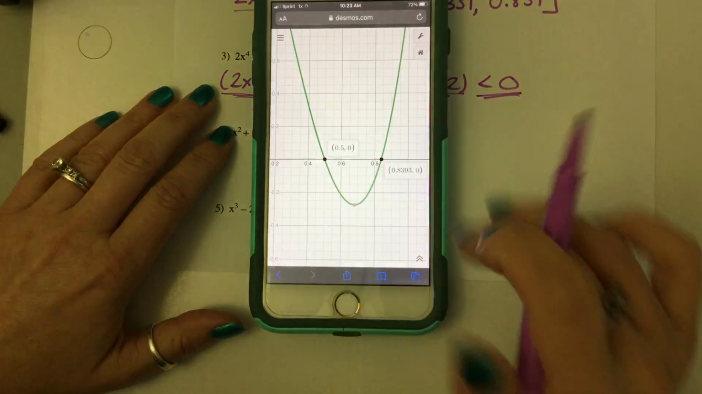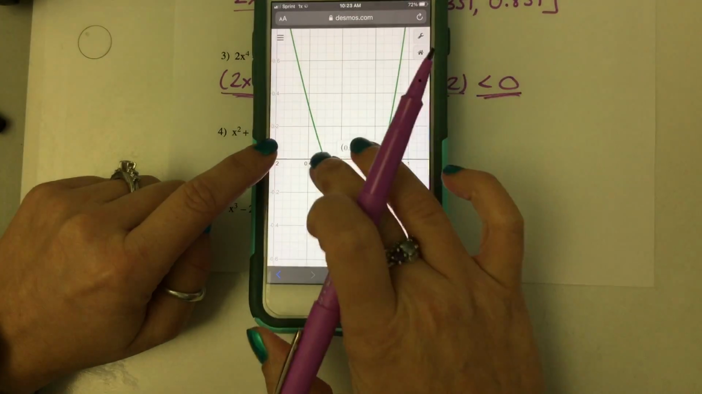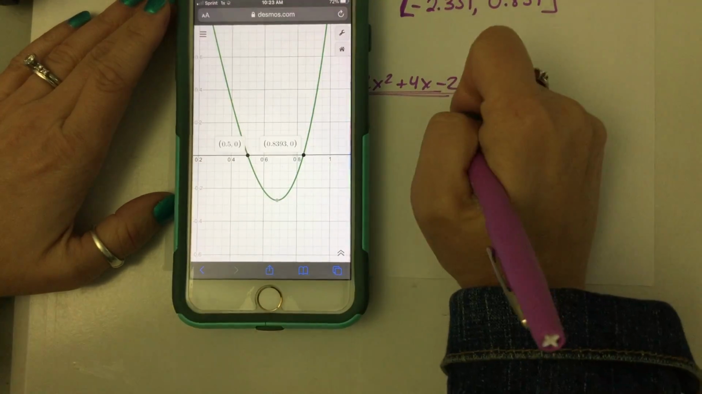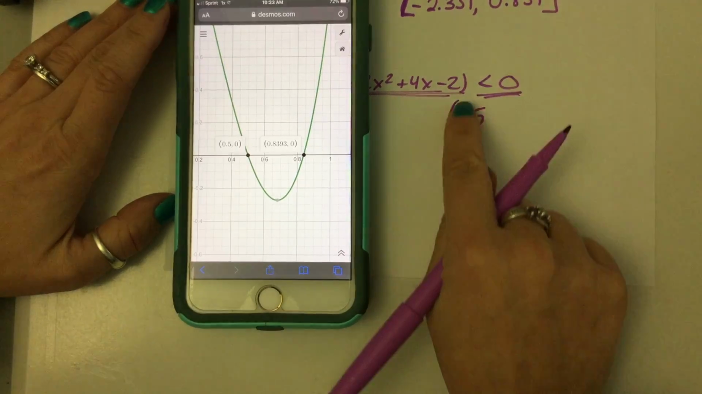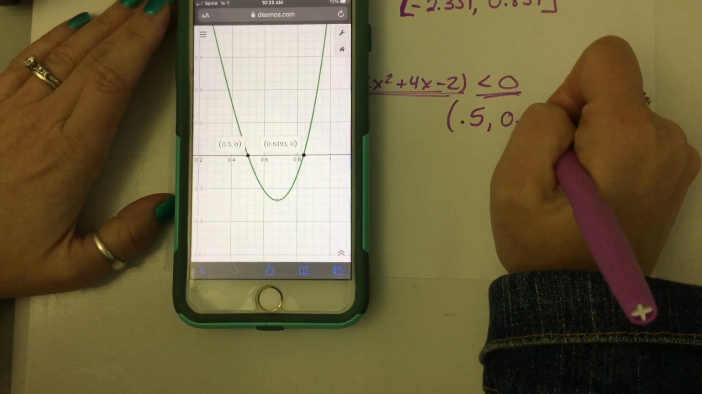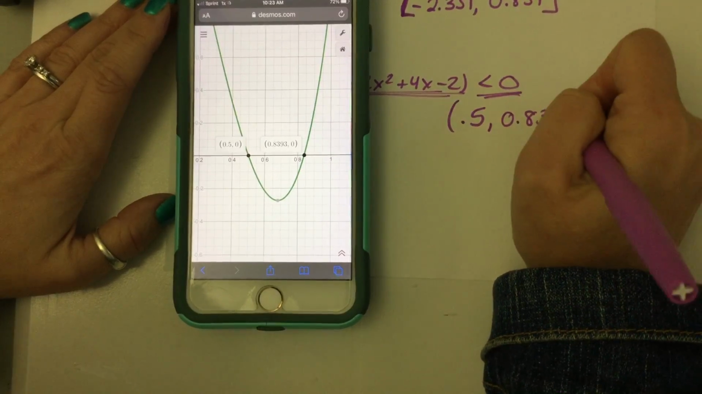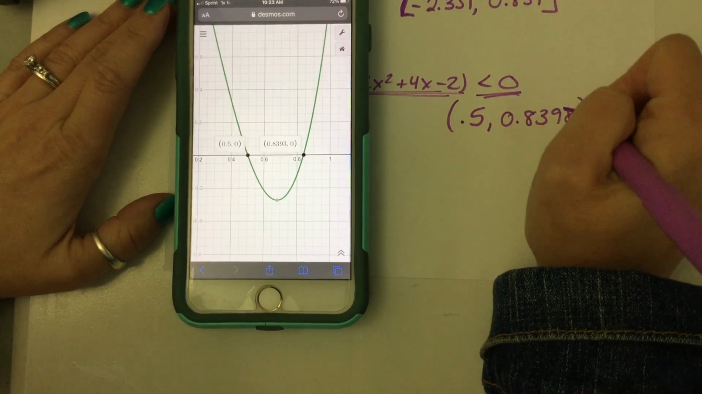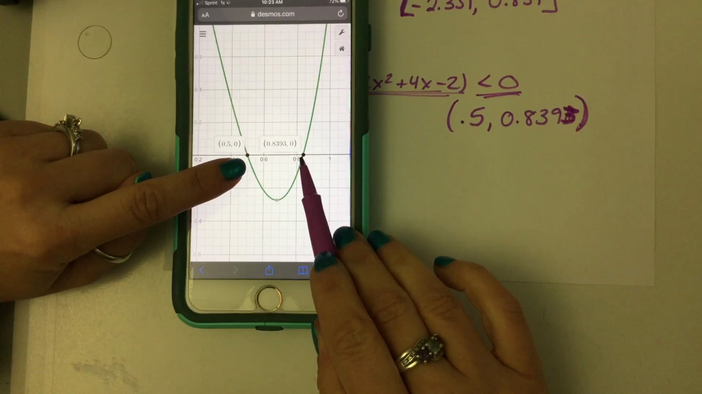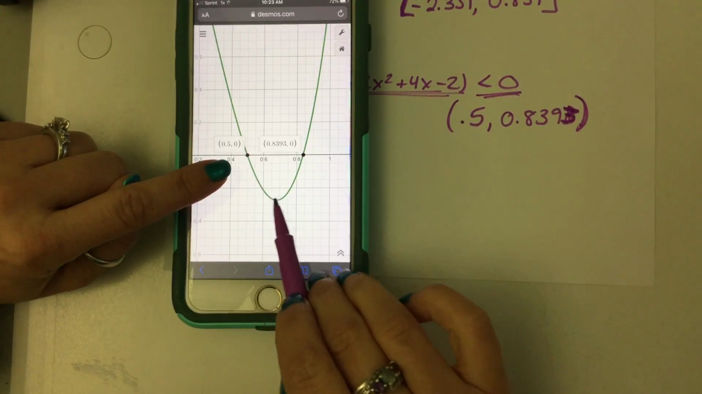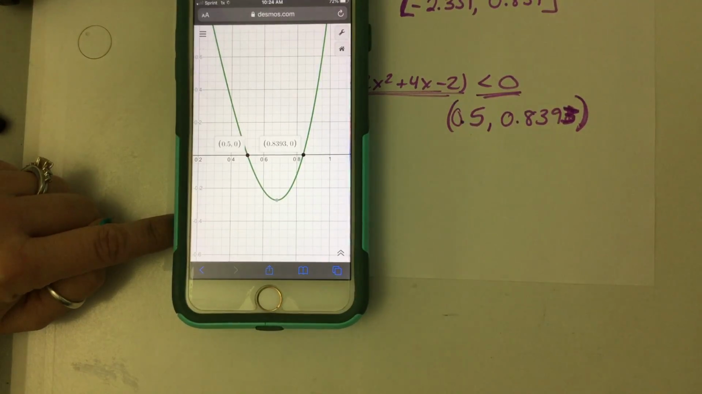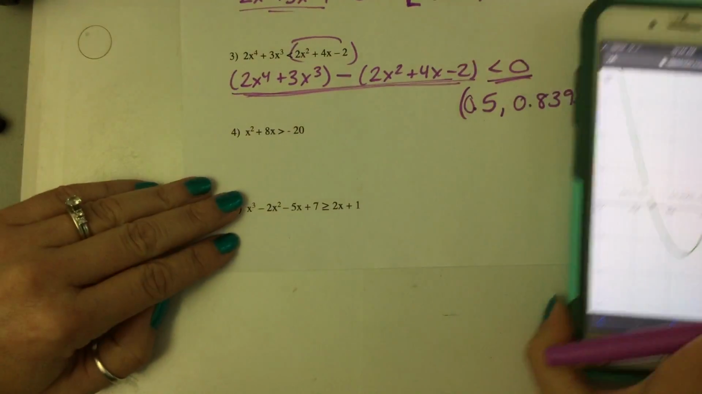So if I go ahead and tap on those zeros, this is when it is 0. So it's below in between those two. So in interval notation, at 0.5, but it doesn't include it, that's where it starts, all the way up to 0.8393, and it's rounded because it doesn't include it. We don't want to include the zeros, but the values in between these two values, that's where the graph is underneath the x-axis. So it's below. All right, let's look at another one.